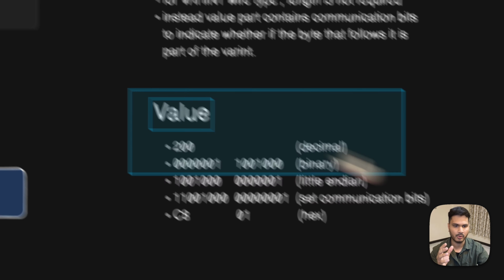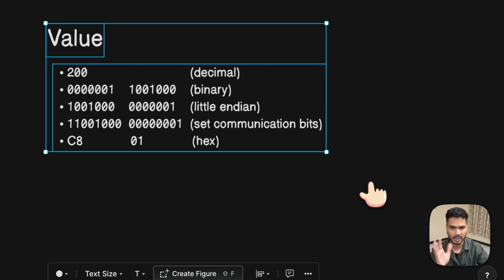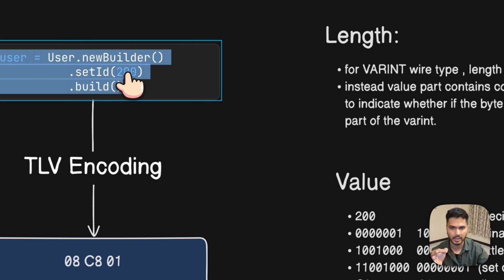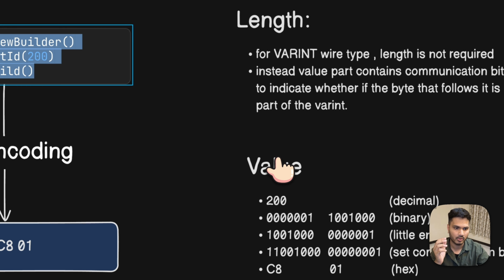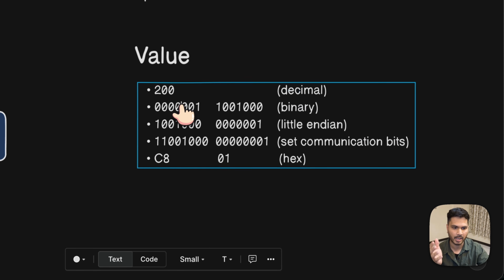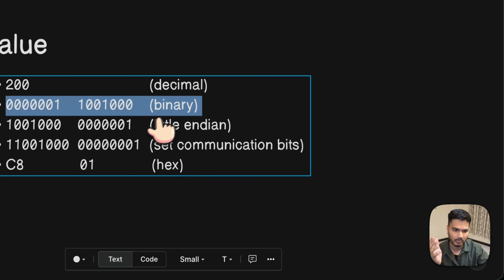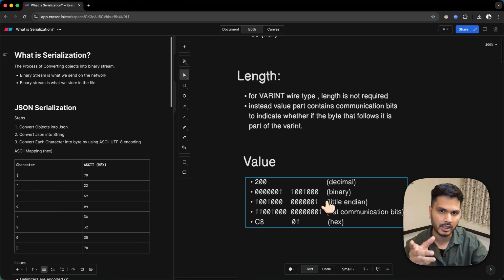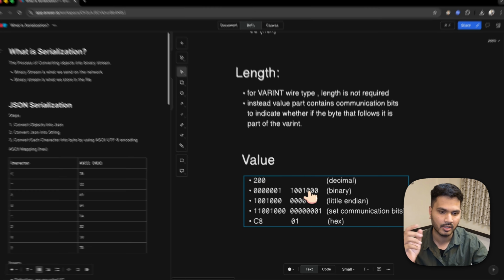Next part is value. The value part is a little bit tricky. In our example, we have set ID to 200. This 200 is our actual payload. So while encoding this 200, first we'll convert it into its binary form. Then we'll do a little endian conversion. In little endian, what we do is we put the most significant byte in the last position and the least significant byte in the first position, just reverse.